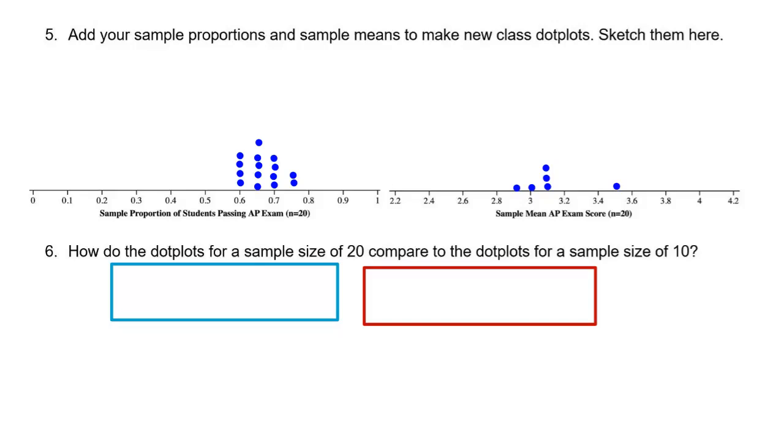Yes, so all the numbers here that are 3 or higher, count all those up and then divide by 5. Right. Again, once you have your proportions, put those up, and once you have your means, put those up as well.